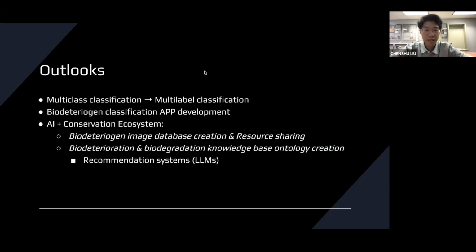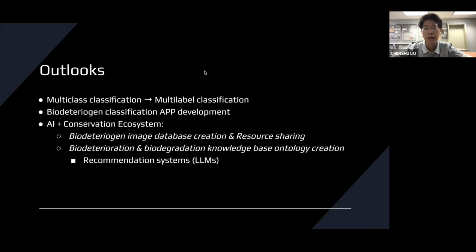Some future outlooks and possible improvements of our model: currently, we're developing the model as identifying each strain independently from a single image. However, in real-life scenarios, there might be cases where there are multiple strains present on the same image. So one possible improvement is using multi-label classification, which is able to handle multiple strains on the same image, to replace the current multi-class classification model.